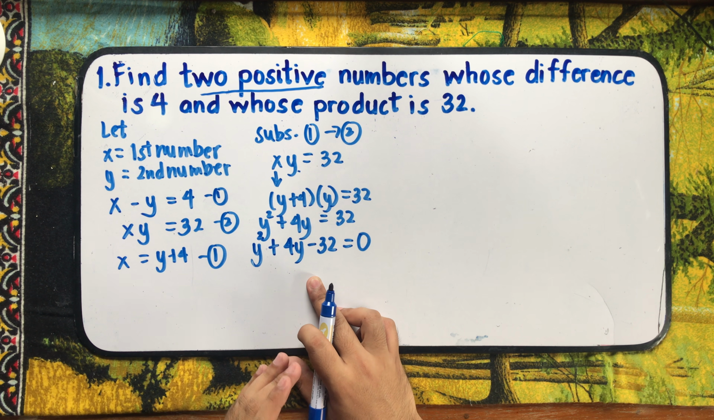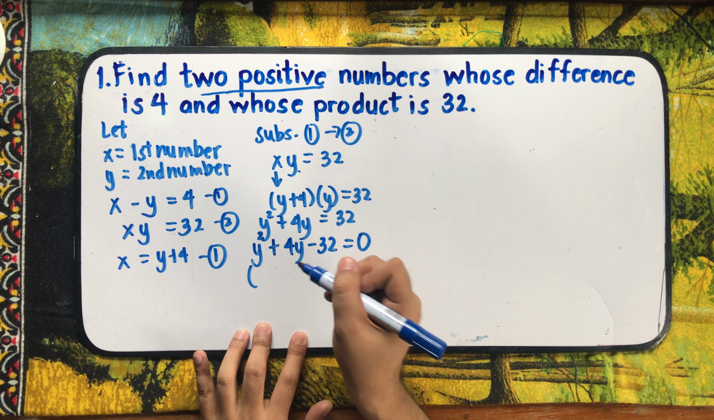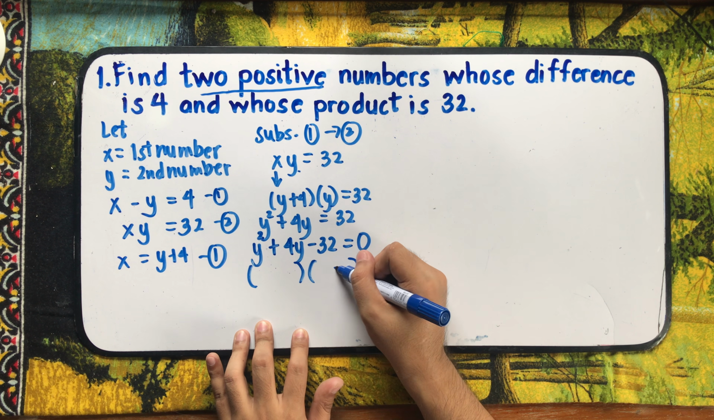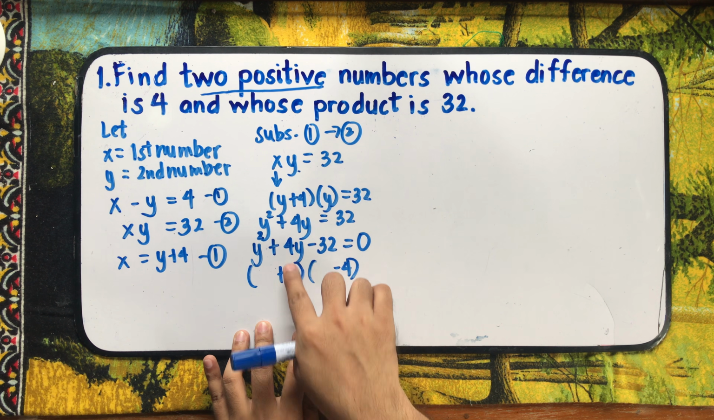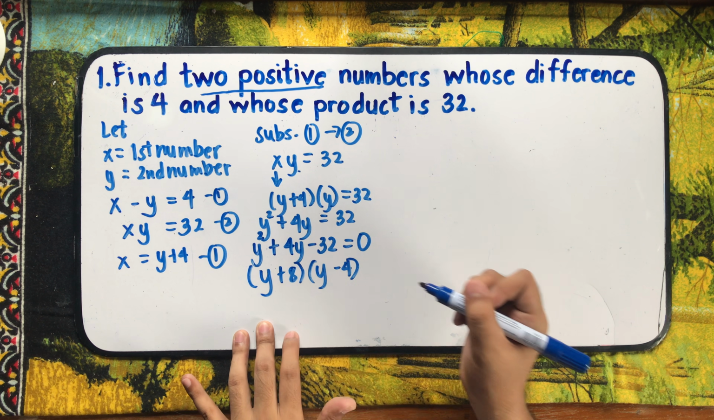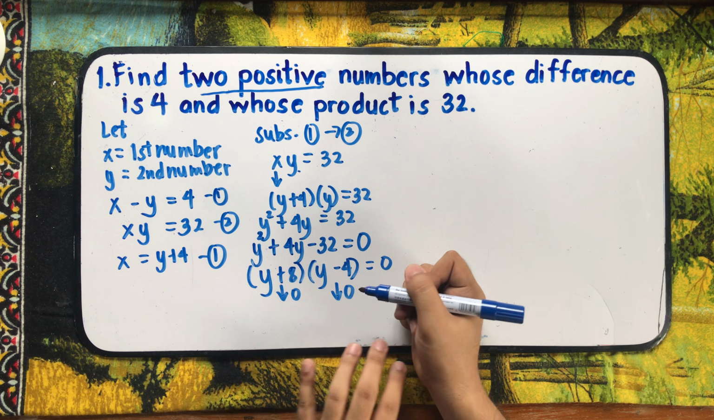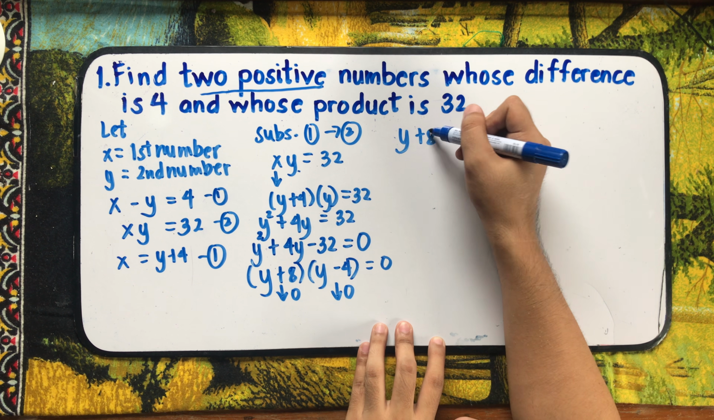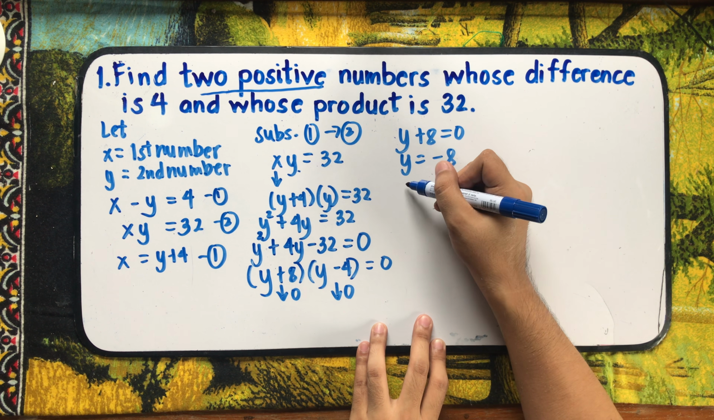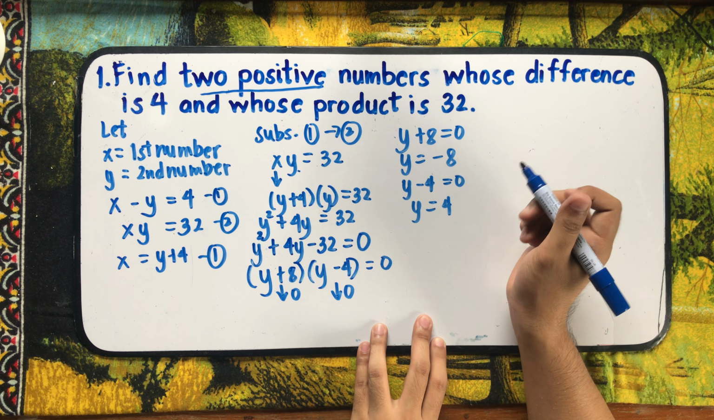And in this case, we're now ready to factor this. And if you do not know the factors, always remember to use the quadratic formula. So the factors of 32 would be negative 4 and positive 8, since the middle term is positive. This becomes y plus 8 and y minus 4 is equal to 0. Equate each to 0. Therefore, y plus 8 is equal to 0, y is equal to negative 8. What if we have y minus 4 is equal to 0? Therefore, y is equal to positive 4.